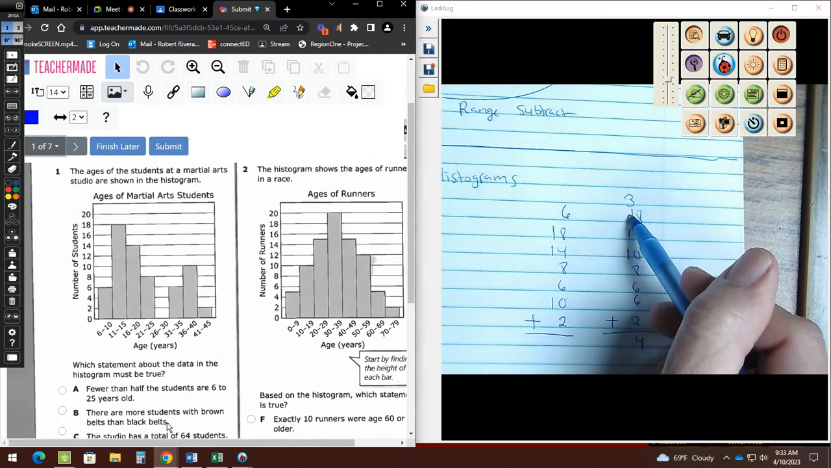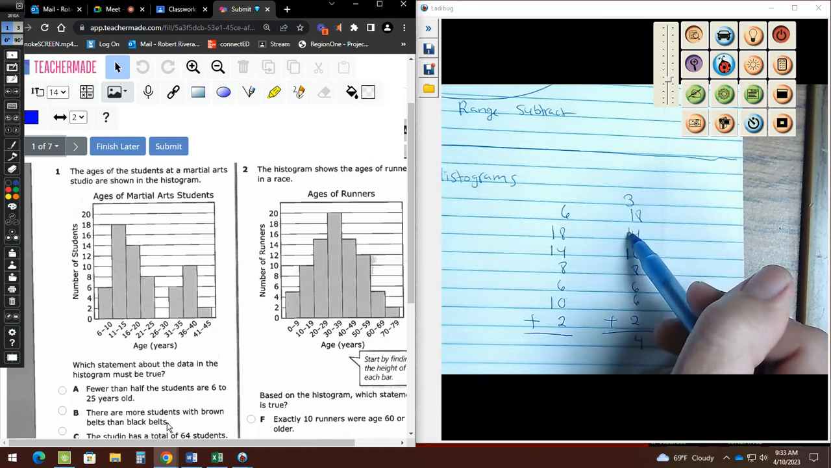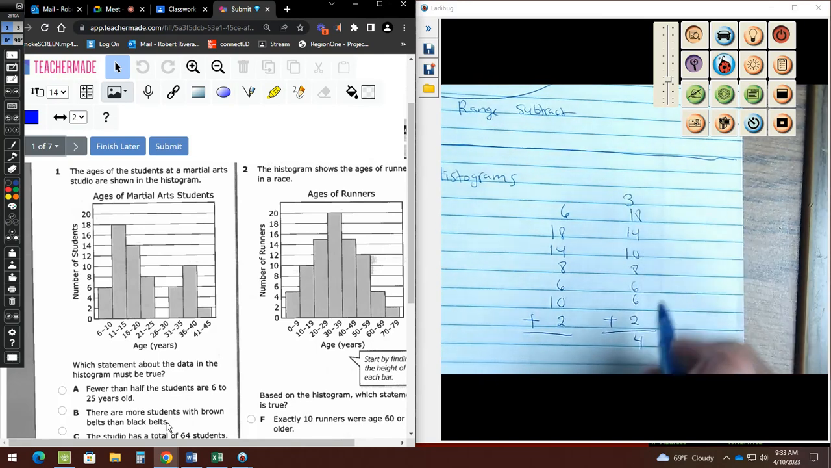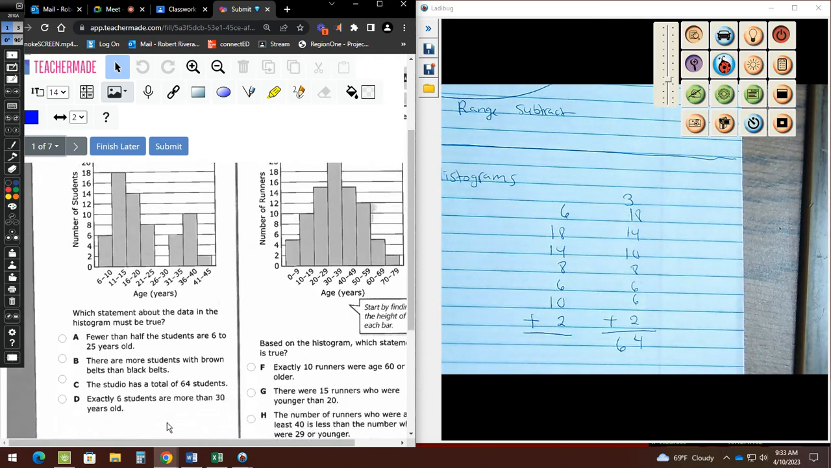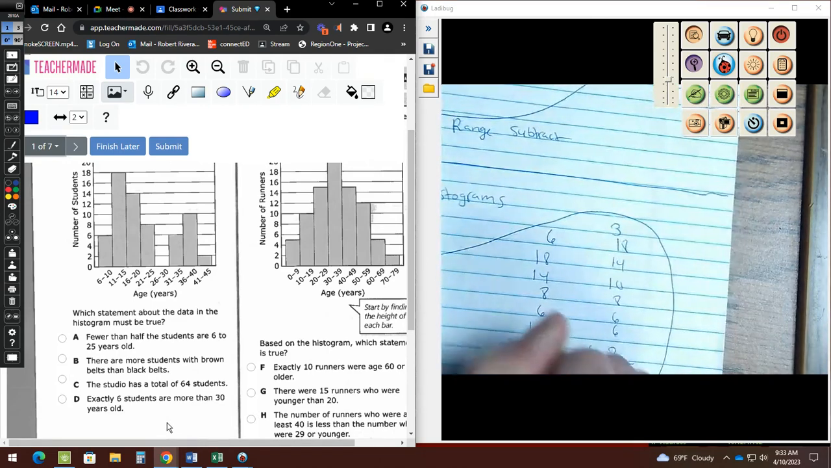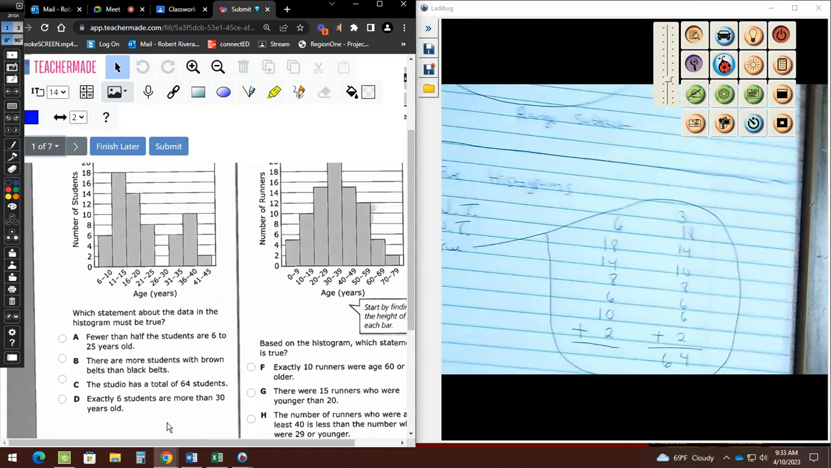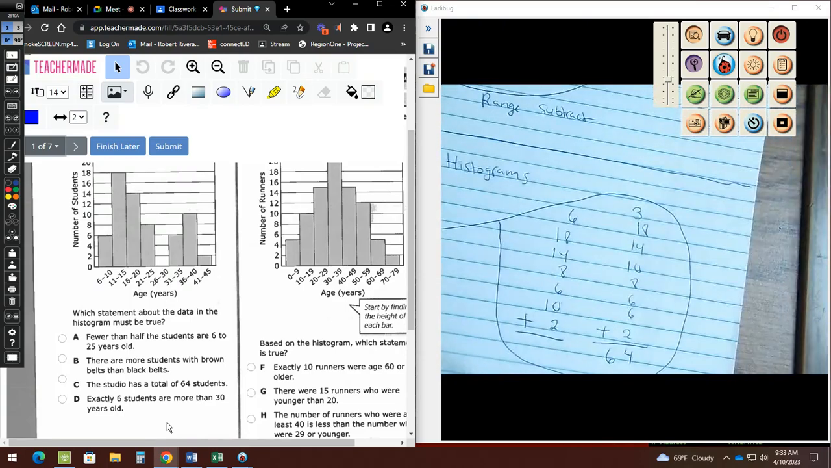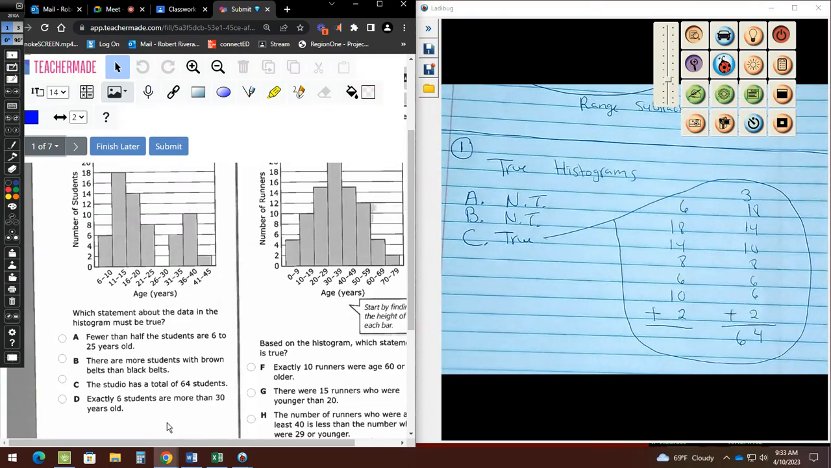Okay, 3 plus 1? 4 plus 1? 5 plus 1? So they said that there's a total of 64 kids. Is that true? Yes. Yeah, we just figured out it's true. And here's my work. That one was pretty easy, I think.